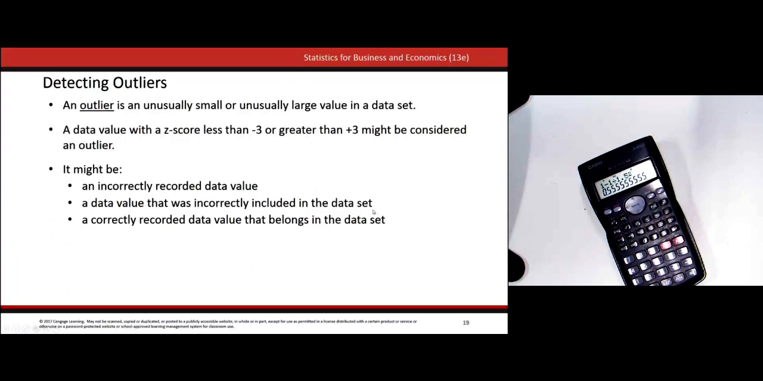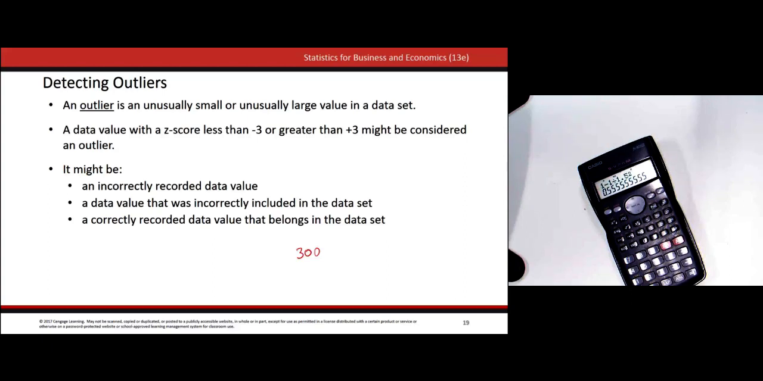We can also use this score, like we mentioned before, to detect the outliers. What's an outlier? An unusually large or unusually small value in a data set. We always wish to detect the outliers because an outlier might be an incorrectly recorded data value. If that's the case, we need to correct it. For example, you meant to write 30, but accidentally you put one more zero and wrote 300. This is incorrectly recorded, so in this case you need to correct it.